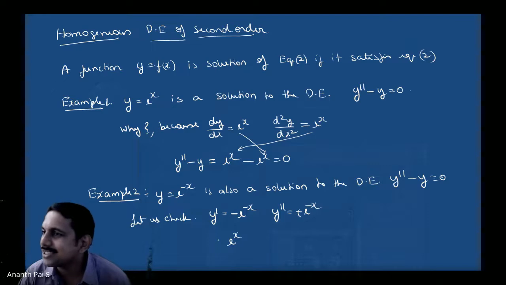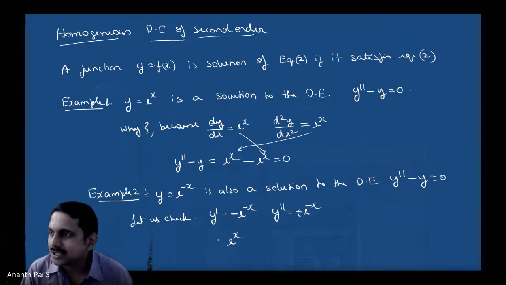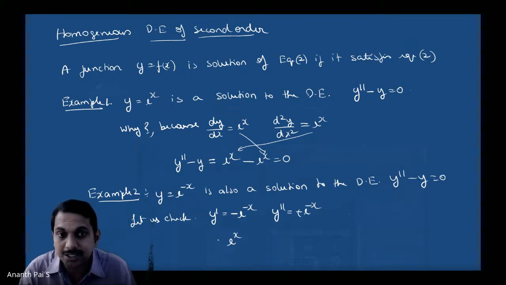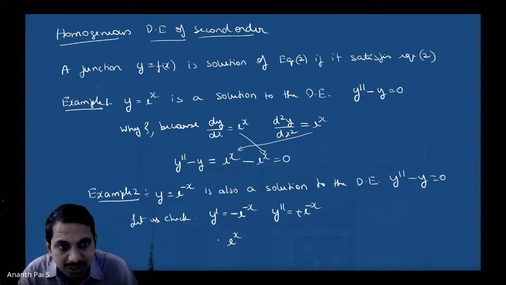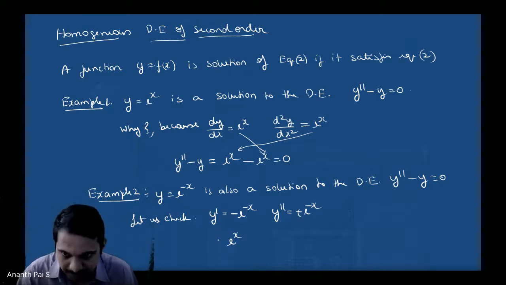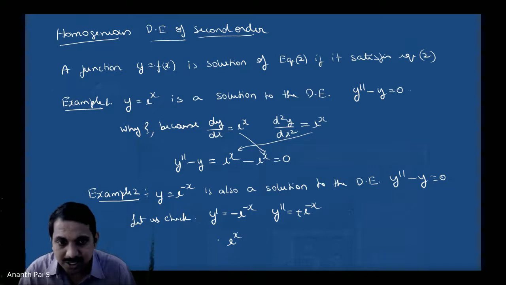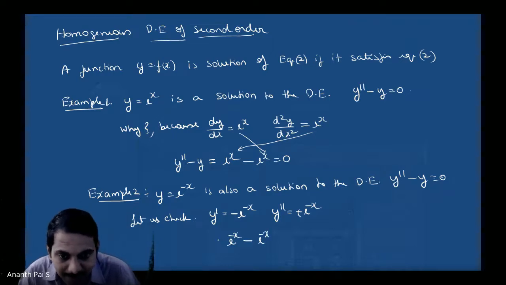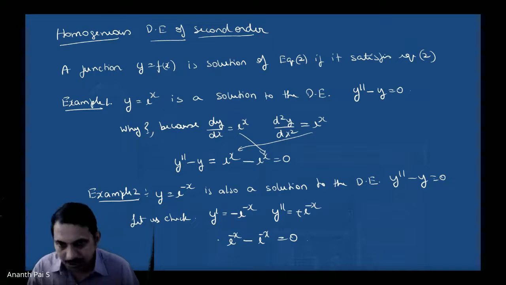Here y is equal to e power x is a solution to the differential equation y double dash minus y is equal to 0. Why? Because dy by dx is equal to e power x and d square y by dx square is equal to e power x. And when you substitute into this differential equation, you get it as 0. Similarly, y is equal to e power minus x is also a solution to the differential equation y double dash minus y is equal to 0. Why? When we take y dash, you get minus e power minus x, and y double dash is plus e power minus x. So when you substitute that, you get minus e power minus x plus e power minus x, and that becomes equal to 0. Now let us see example 3.